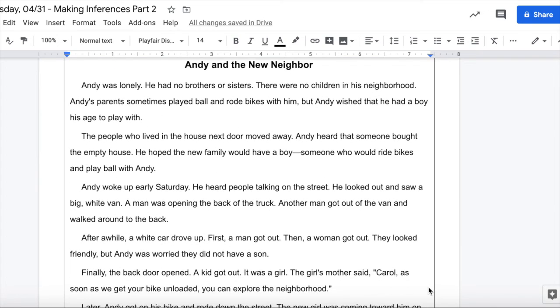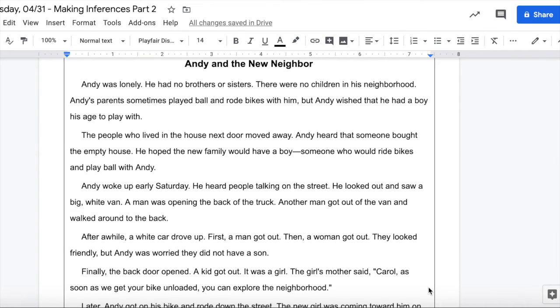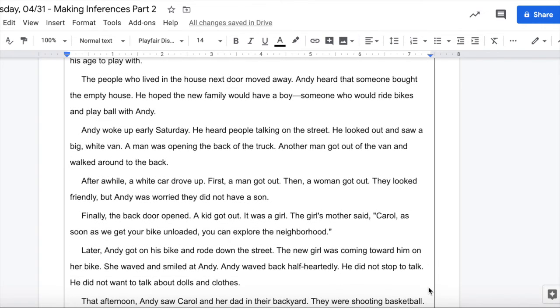Andy was lonely. He had no brothers or sisters. There were no children in his neighborhood. Andy's parents sometimes played ball and rode bikes with him, but Andy wished that he had a boy his age to play with. The people who lived in the house next door moved away. Andy heard that someone bought the empty house. He hoped the new family would have a boy, someone who would ride bikes and play ball with Andy.